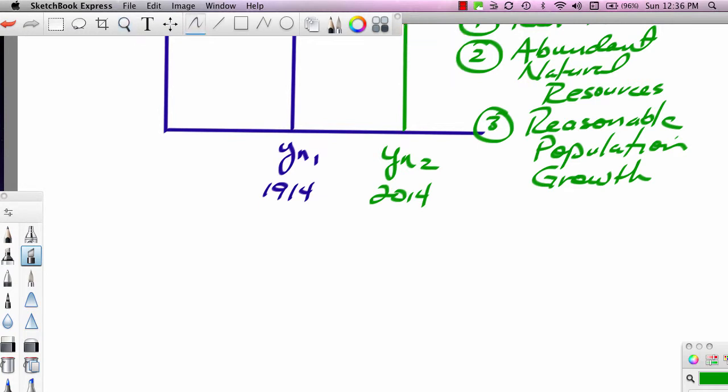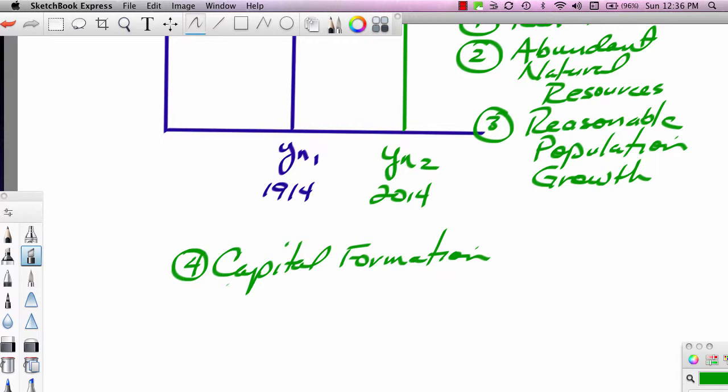Number 4. Capital formation. I alluded to this in number 3. Actually, these are all connected. You'll see that you can't really employ abundant natural resources if you don't have technological means to do that. And a reasonable population growth rate still allows you to form capital. In other words, you're still able to save, and when you can save, you can invest, and when you can invest, you can actually create capital structures that allow for greater growth.